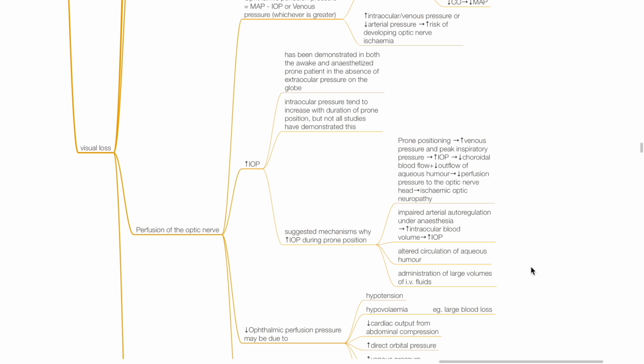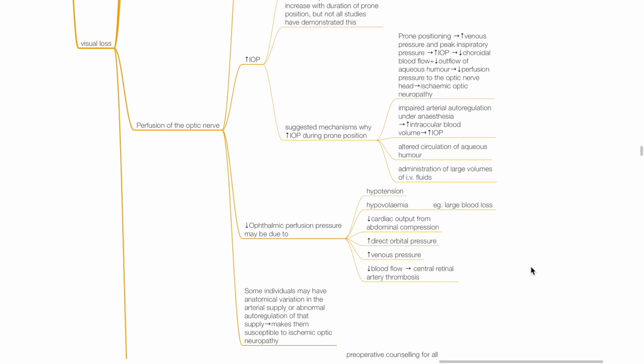Suggested mechanisms why increased IOP occurs during prone position include increased venous pressure and peak inspiratory pressure resulting in increased IOP, reduced choroidal blood flow with reduced outflow of aqueous humor. This results in reduced perfusion pressure to the optic nerve head and ischemic optic neuropathy. Impaired arterial autoregulation under anesthesia may result in increased intraocular blood volume and increased IOP. Altered circulation of aqueous humor and administration of large volumes of IV fluids may increase IOP.